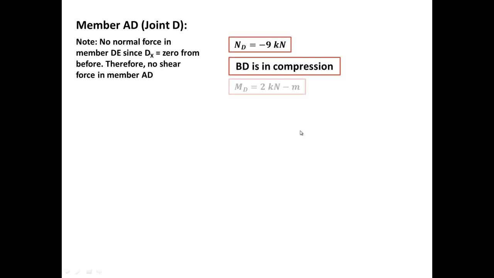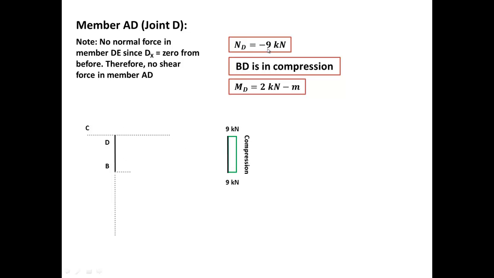Now, member AD, looking at joint D. This is what we have. This is number, I'm sorry, that's a typo. It should be member DB. Okay? So what do we have?